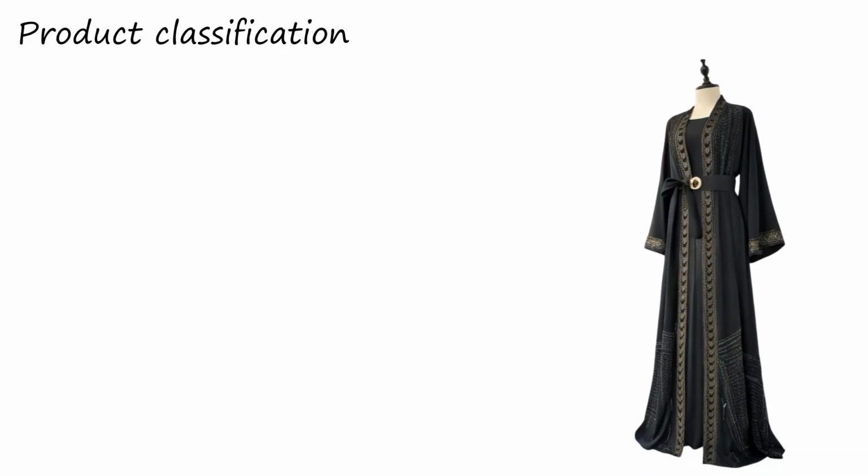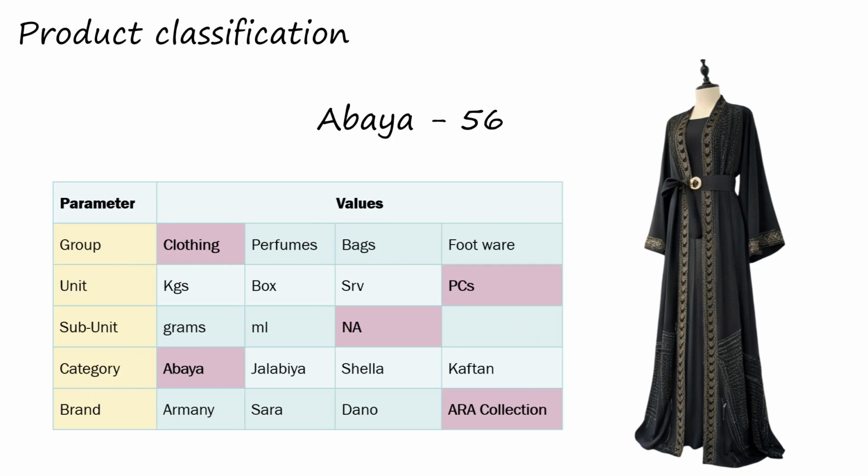Now, let us take one more example for a boutique business. The item is an abaya, a traditional wear. Group. Clothing, as it belongs to the apparel segment. Unit. Piece, since each abaya is sold as a single item. Category. Abaya, specific to the type of clothing. Brand. ARA Collections, representing the designer or supplier brand.